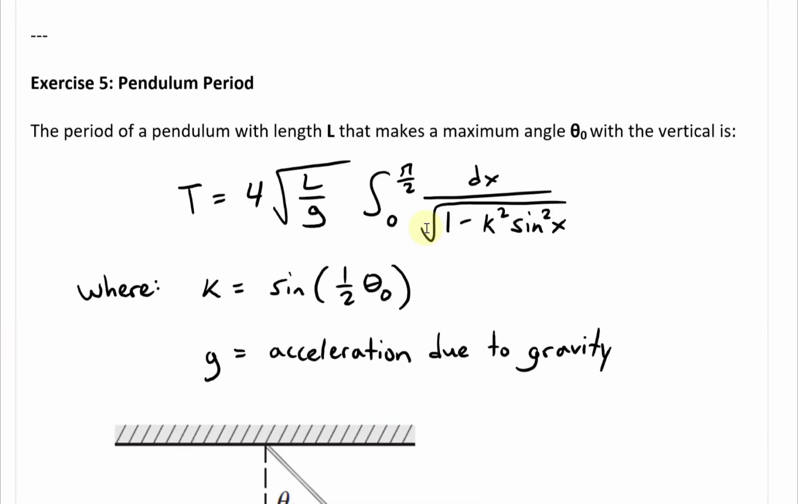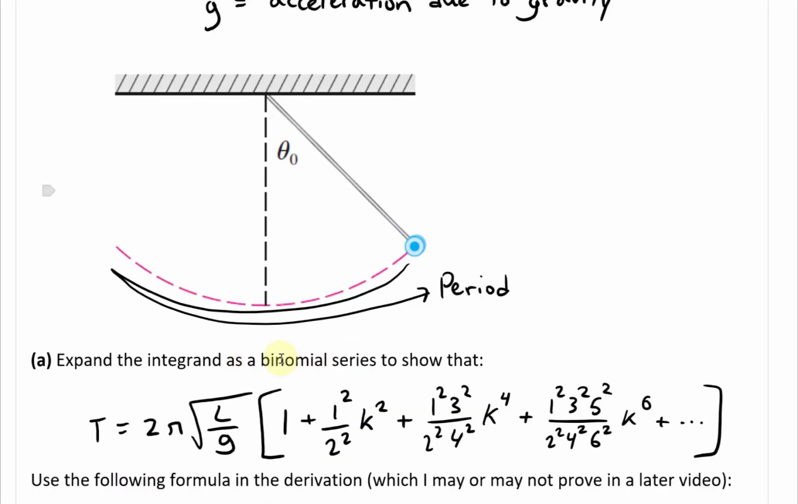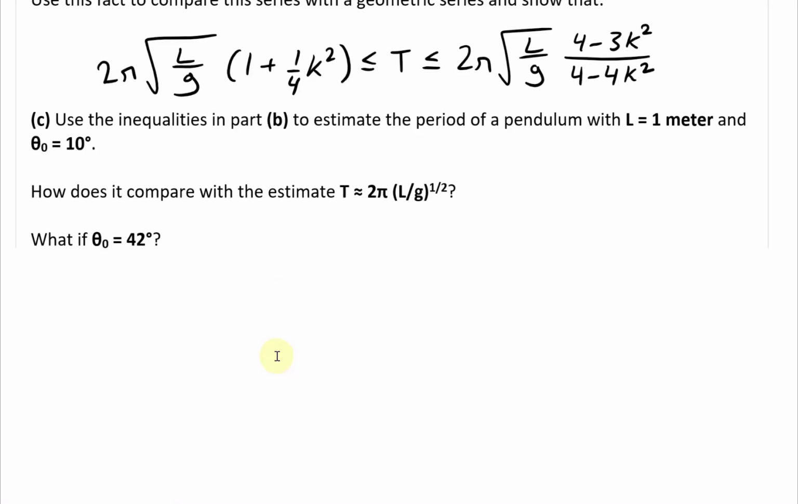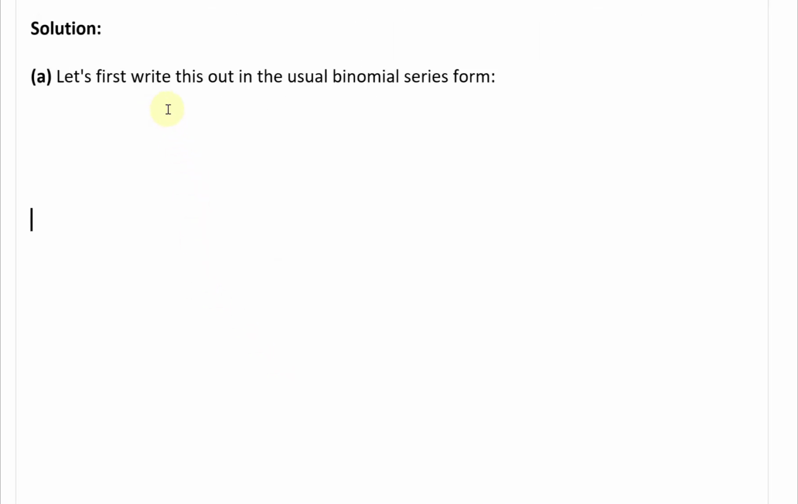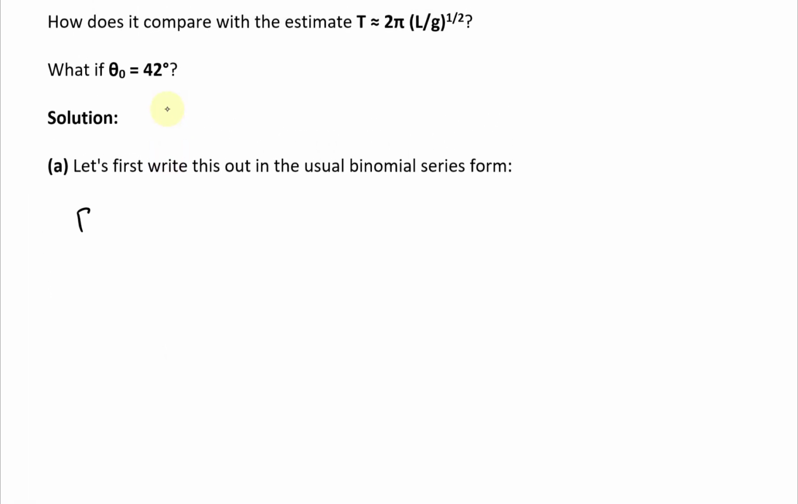So we're going to have to approximate this one as a Taylor series, as a binomial series. We're already given the binomial series, so let's look at it in our usual binomial series format. As a refresher, let's just write our binomial series as per usual. Binomial series, just fix that up.